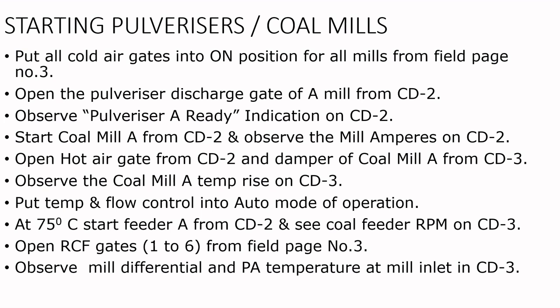Now when you start the feeder A from CD3, the coal feeder RPM you can notice on CD3. Now when you notice this, open the RCF, raw coal feeder gates. You can open the gates of 1 to 6, all the gates, from field page number 3. Then observe the mill differential. Observe the PA temperature at mill inlet in panel number 3. That will be increasing to 72, 73, 74 like that, and we have put it on auto, so it will not go beyond 75 degrees centigrade.